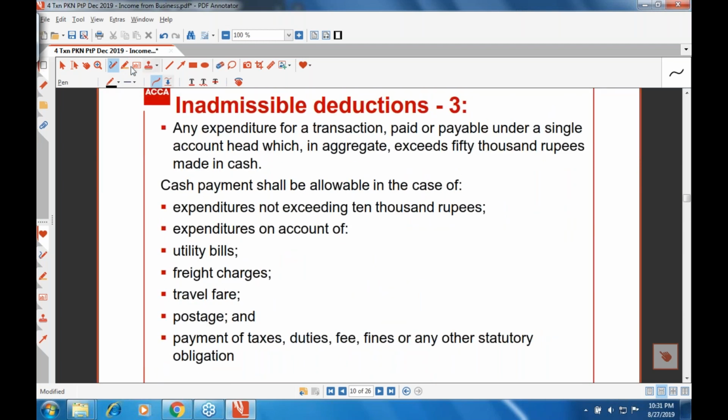Then any expenditure for a transaction paid or payable under a single account head which in aggregate exceeds 50,000 made in cash. Like for example, when we talked about salary, we discussed that salaries in excess of 15,000 paid in cash are not allowable. But if we talk about the other payments which are paid in cash, if you pay any payment in cash exceeding 50,000 rupees, then such payment is not allowable as an expense. Though there are exceptions. And what exactly are the exceptions?